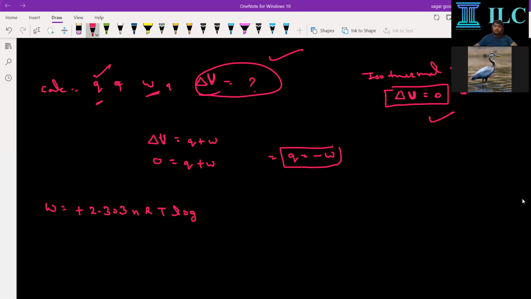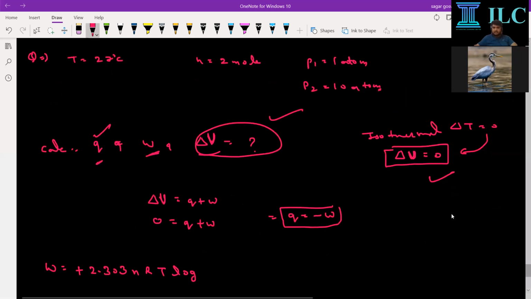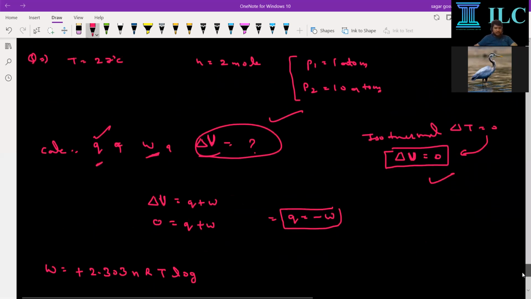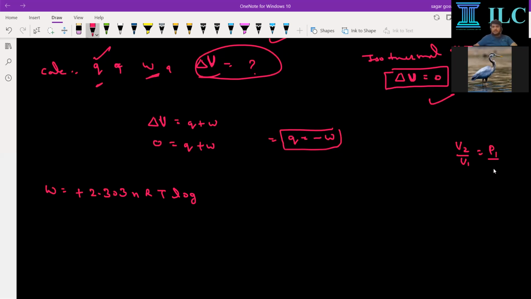Volumes or pressures are given in the question? We have pressures, so do we write P1 by P2 or P2 by P1? I remember it was V2 by V1 when that was expansion. It is not because of expansion, it is about Boyle's law. The relation is V2 by V1 equals P1 upon P2. V2 by V1 was originally in the formula, so when I replace it, it becomes P1 by P2.